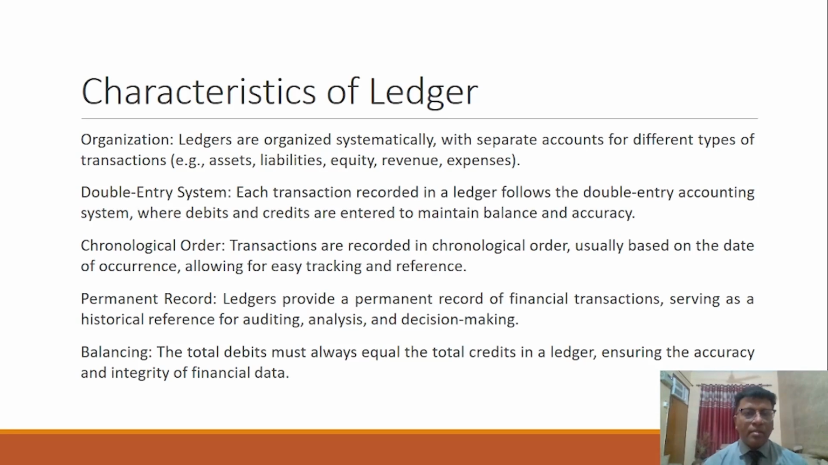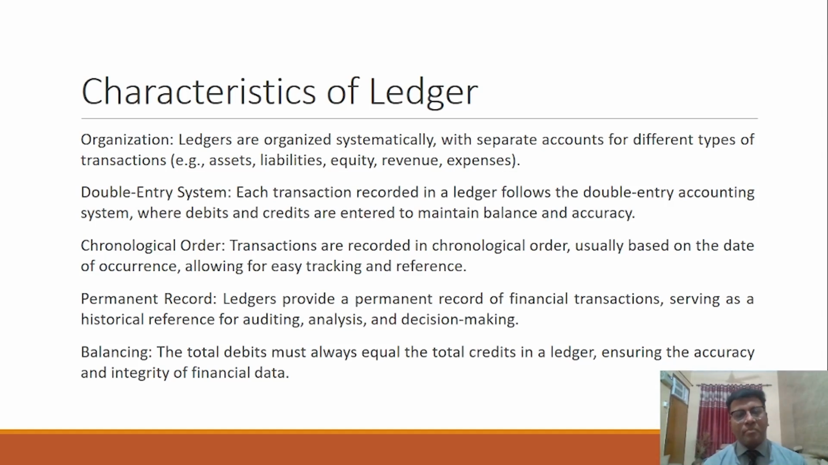Next is the chronological order. Transactions are recorded in the ledger usually based on the date of occurrence. Suppose you are making a transaction on 1st April, so that particular transaction would be recorded in the ledger date wise. If on 5th April you make any other transaction, the very first transaction that occurred on 1st April would be entered into the ledger, and after that the transaction which occurred on the 5th of April would take place in the ledger.